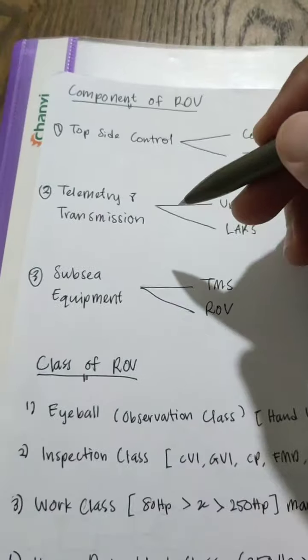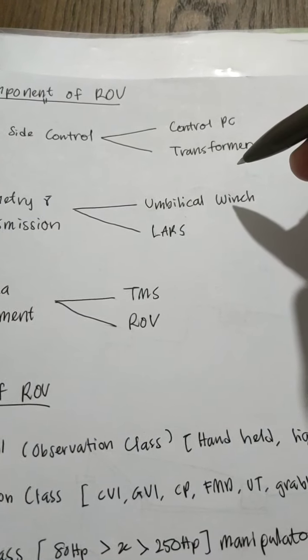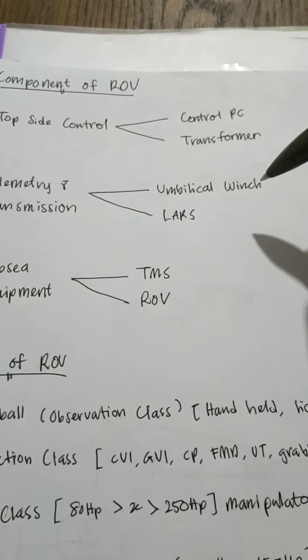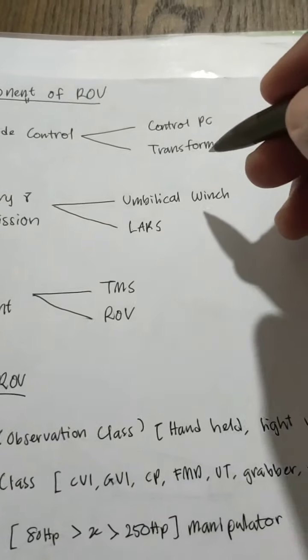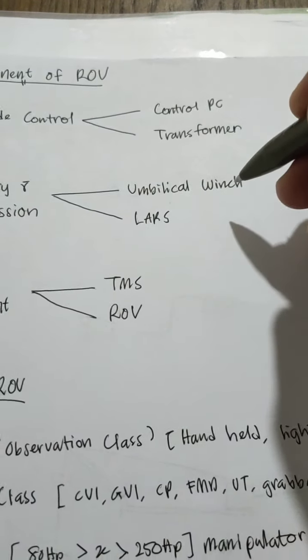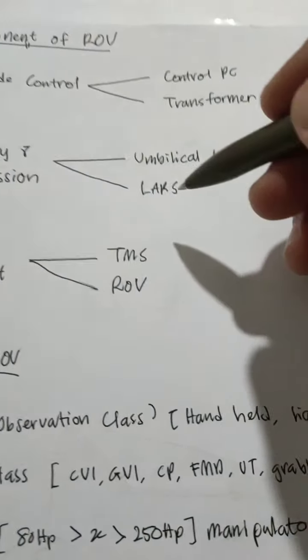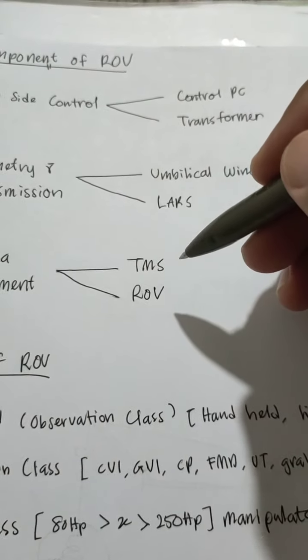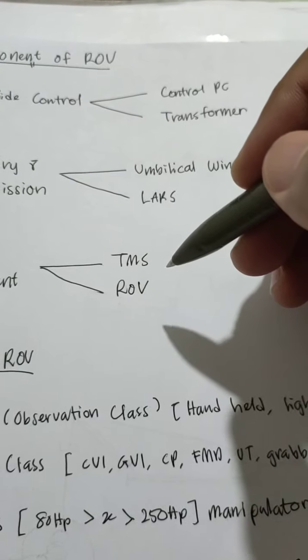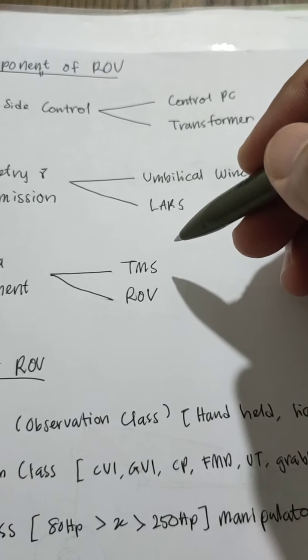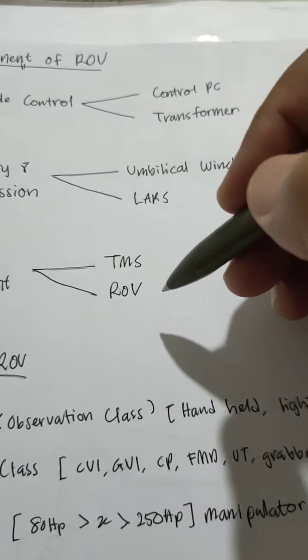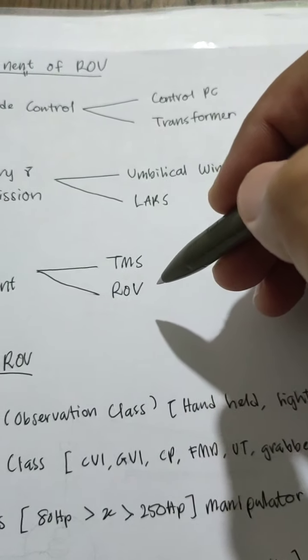For telemetry and transmission, it has umbilical winch and LARS, which stands for launch and recovery system. Subsea equipment has two components, which are TMS and ROV. TMS stands for Tether Management System, ROV for Remote Operated Vehicle.